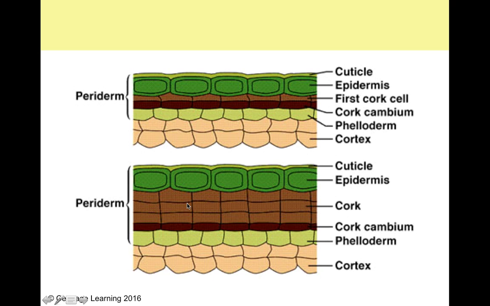That's called secondary growth if a plant is increasing in girth. And that whole region of the cork cambium to the epidermis is all called the periderm, or peri, around, derm, the dermis or the skin, the layer around the plant skin.